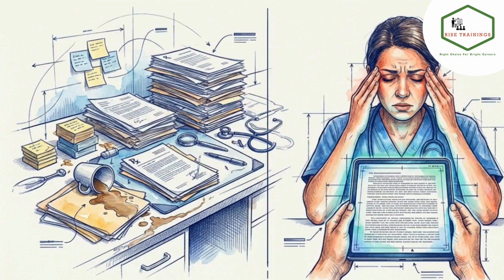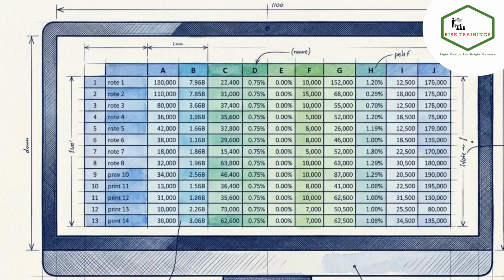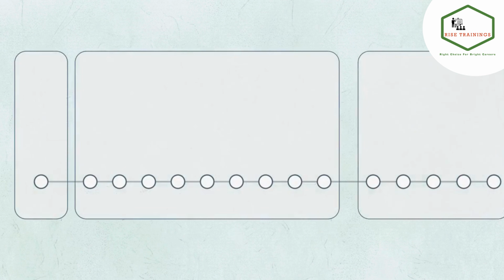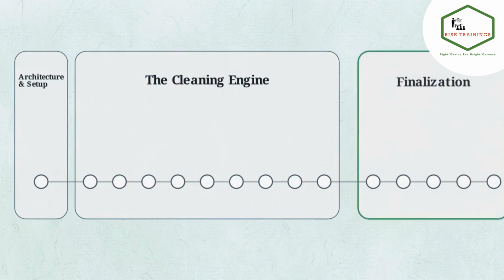Clinical trials face a persistent challenge. Real-world data arrives from dozens of disparate sources and is highly susceptible to human error. However, the statistical models used for approval require pristine, standardized datasets to function. Pharma companies bridge this gap using a 15-step data engineering pipeline. It's segmented into 3 zones: architecture and setup, the cleaning engine, and finalization.